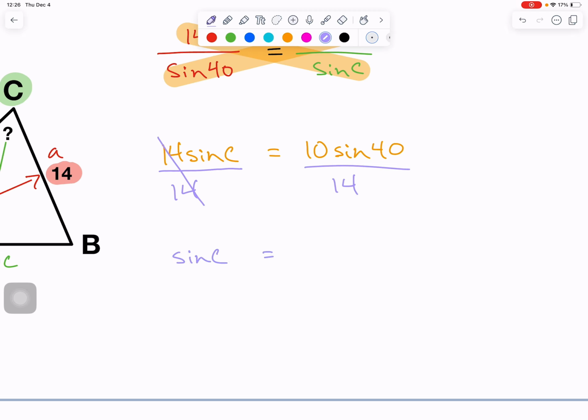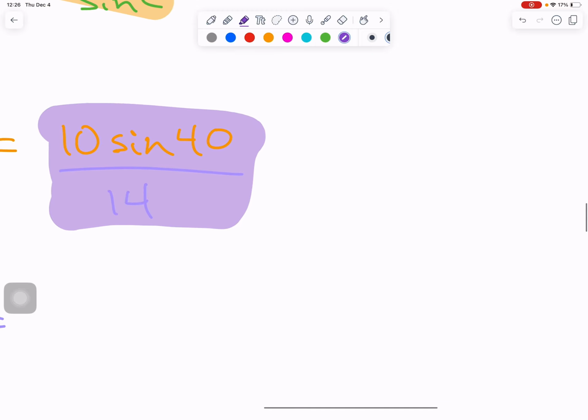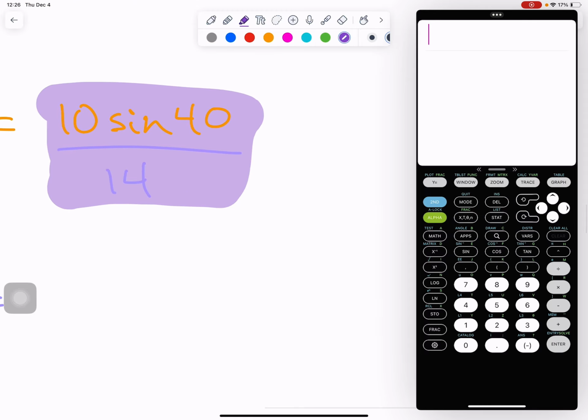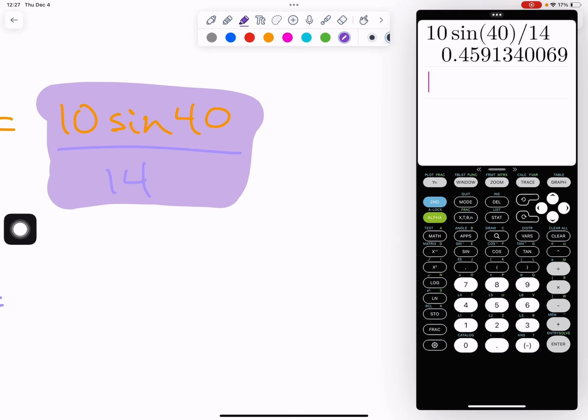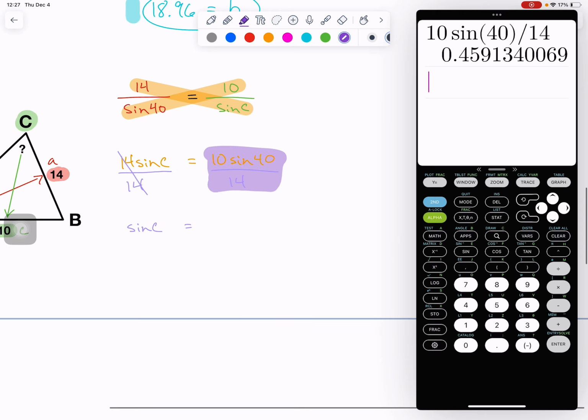Equals, now I'm going to highlight this in purple. I'm going to shift it over and zoom in so we can see it. What I'm going to do is just enter that into the calculator. 10 sine 40. Remember to close that parenthesis before we divide. Then hit our division again. Type in your coefficient of 14. Hit enter. We get 0.45913.